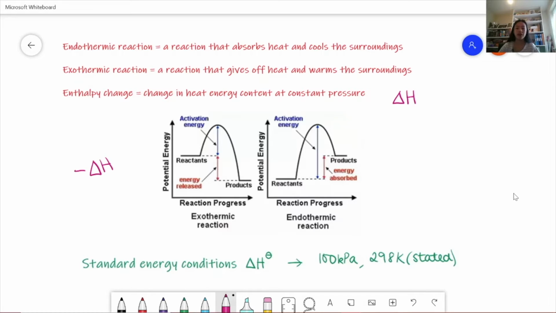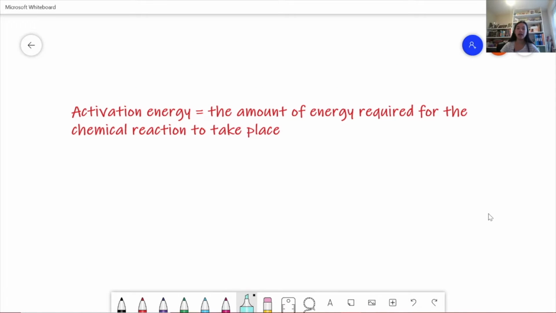And then for the endothermic reaction, the reactants start off with less energy and the products have more energy. So that means the energy is absorbed. Activation energy is the amount of energy which is required for the chemical reaction to take place. So it's actually the minimum amount of energy that we have to have before the reactants can react with each other to create the products.